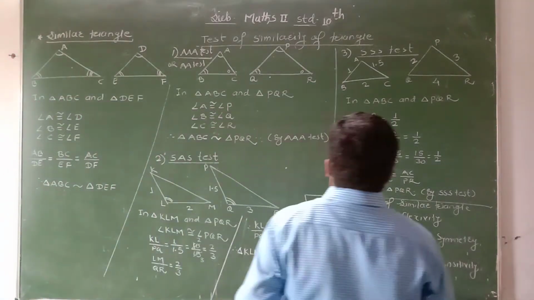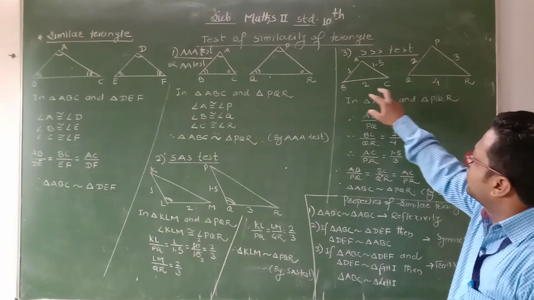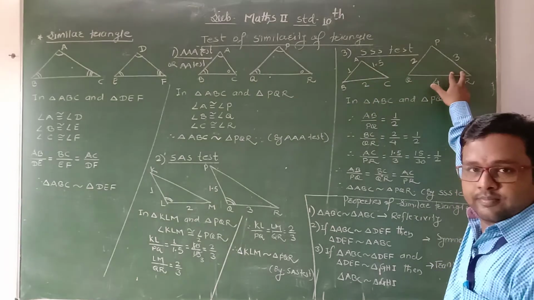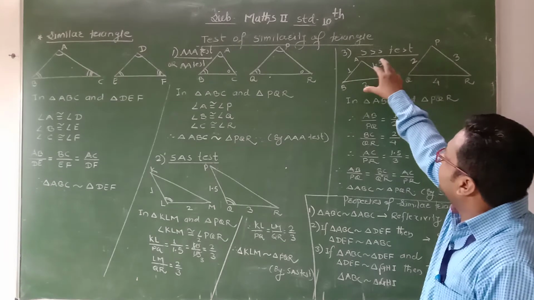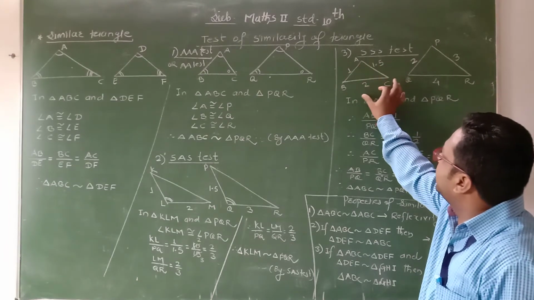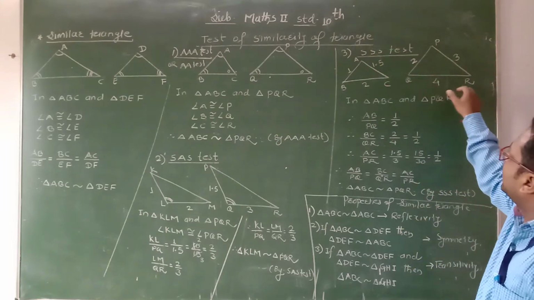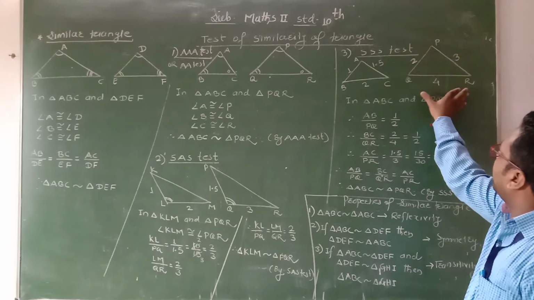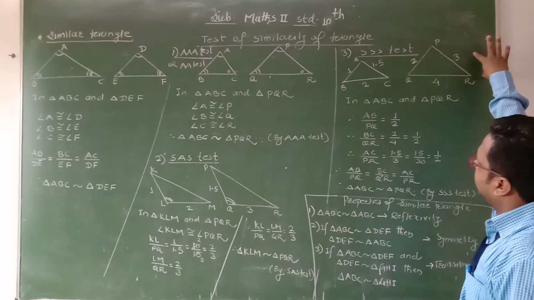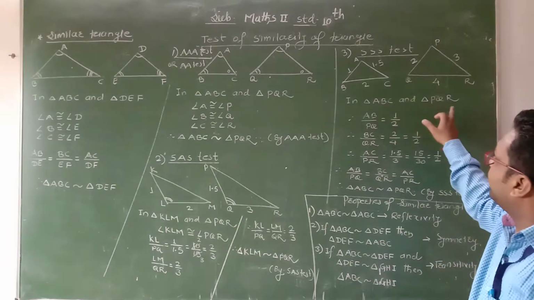Let's see, in this triangle ABC and PQR, there is no information about the angle, isn't it? But the sides of the triangles are given. AB is given 1, BC is given 2, AC is given 1.5. For the other triangle PQR, PQ is given 2, QR is given 4 and PR is given 3. Now in these two triangles, okay, correspondence is very important.